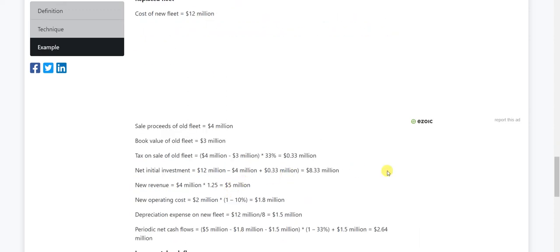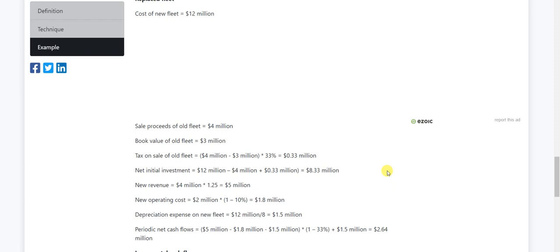Net revenue is 4 million times 1.25, which is 5 million. Net operating cost is 2 million times (1 minus 10%), which is equal to 1.8 million. Depreciation expense on the new fleet is 12 divided by 8, that is 1.5 million.